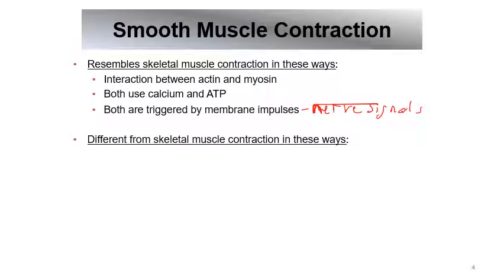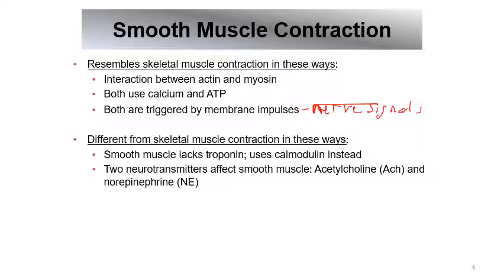But different in these ways. Smooth muscle has no troponin, but uses this other protein called calmodulin instead. For skeletal muscles, only acetylcholine was used, but here for smooth muscles, another neurotransmitter called norepinephrine may also be used.